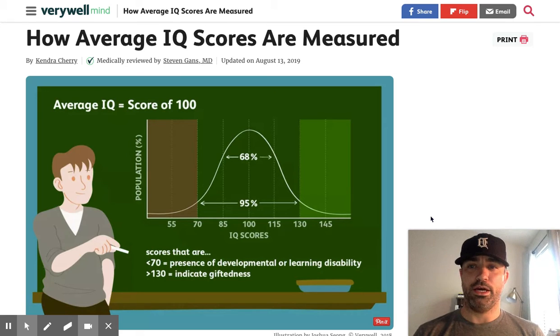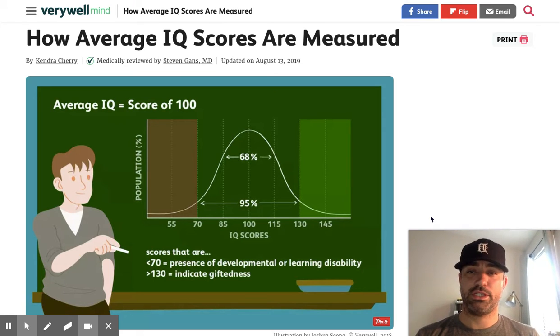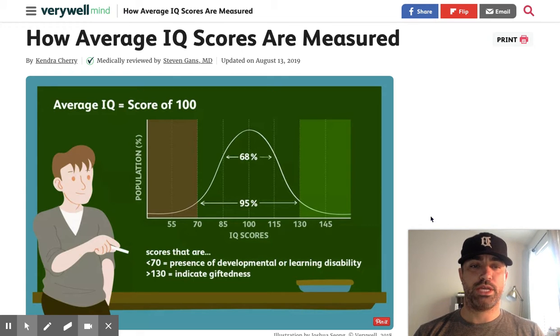Who knows? But we're going to continue our conversation about intelligence. Today, we're going to focus on how intelligence is measured, particularly through IQ tests, what is used with those, and some of the major problems that come with them.